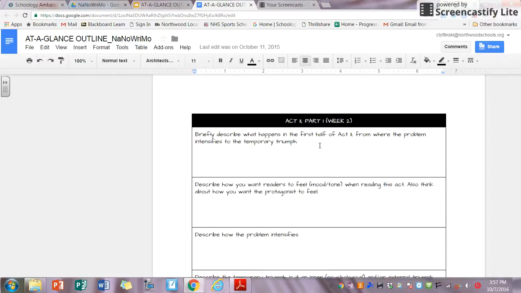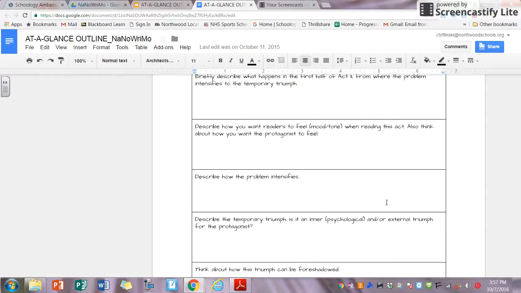So you want to put some different levels of excitement and some different levels of accomplishment and things going right and things going wrong for your character, so that you have a lot of different emotions in your novel. So describe how you want your reader to feel when reading this act, and think about how you want your protagonist to feel as well.